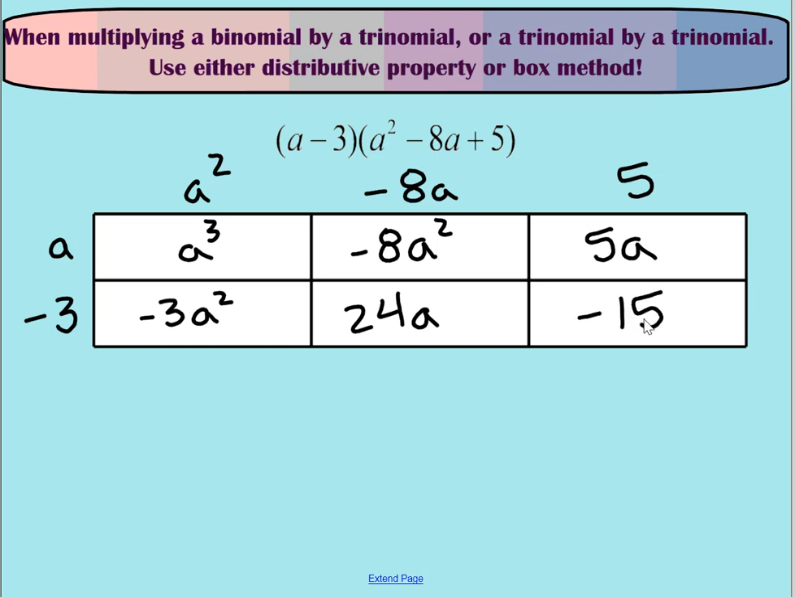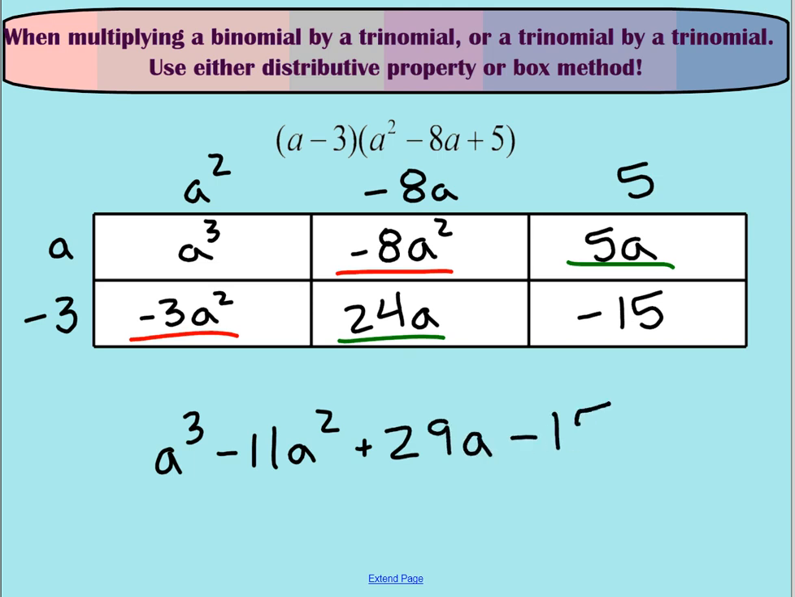I do have some like terms here. So when I put my stuff together, I'm going to have to combine those. So I start with my highest degree, which is a to the third. Negative 8a squareds and negative 3a squareds is negative 11a squareds. 24a's and 5a's is 29a's. And then I have minus 15.